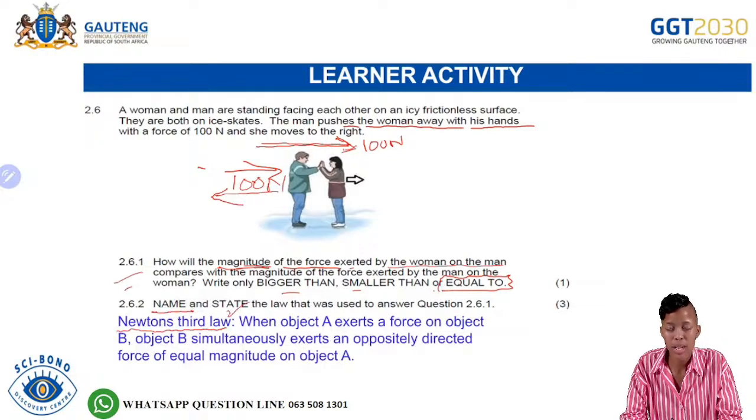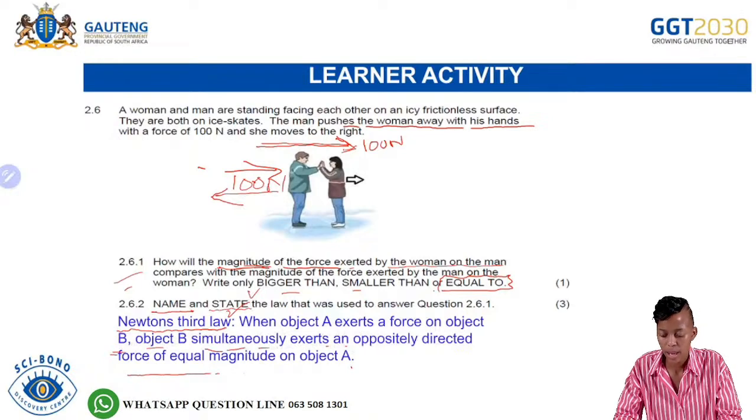And then it also says that we need to state. So we're not only going to name and say it's Newton's third law, we need to state that law. So what does Newton's third law say? It says when object A exerts a force on object B, then object B simultaneously exerts an oppositely directed force of equal magnitude on A.